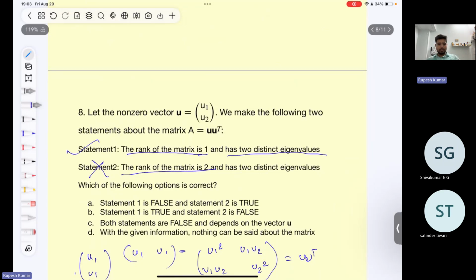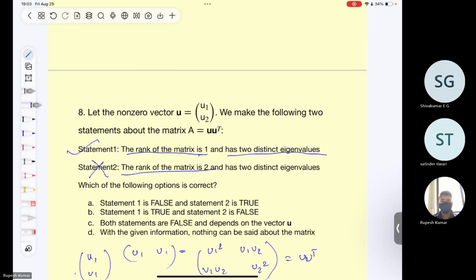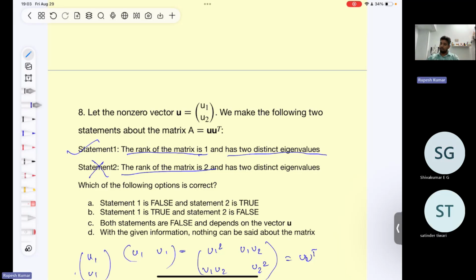So do we agree with statement 1? Everyone, please confirm by typing in the chat box. Is this clear? Do you have any doubts? Please confirm. Option A, statement 1 is true, and statement 2 is false.